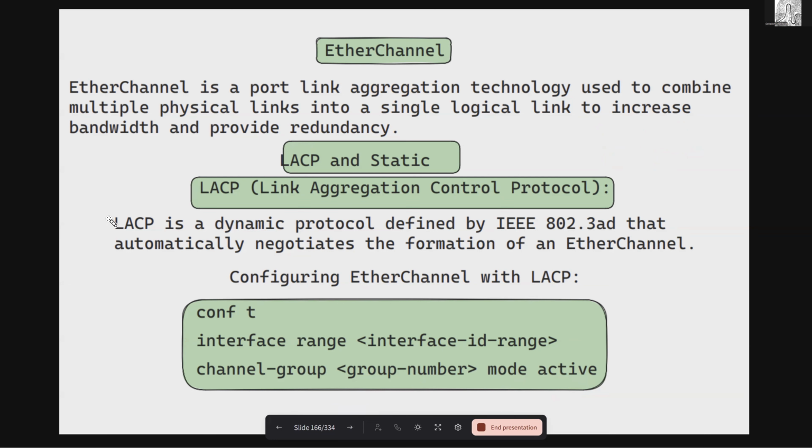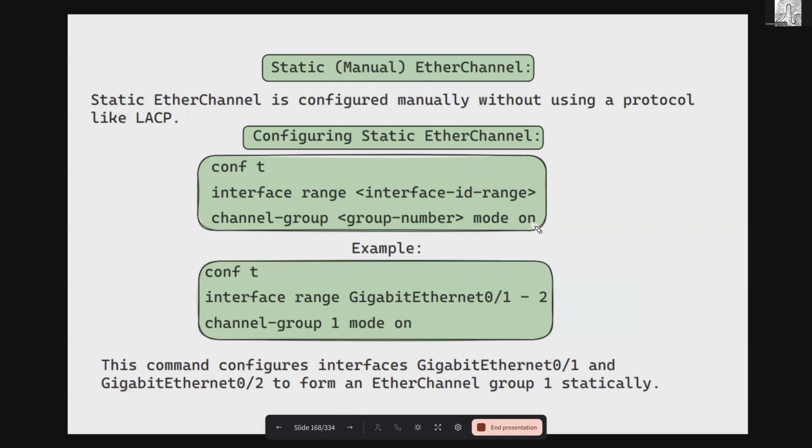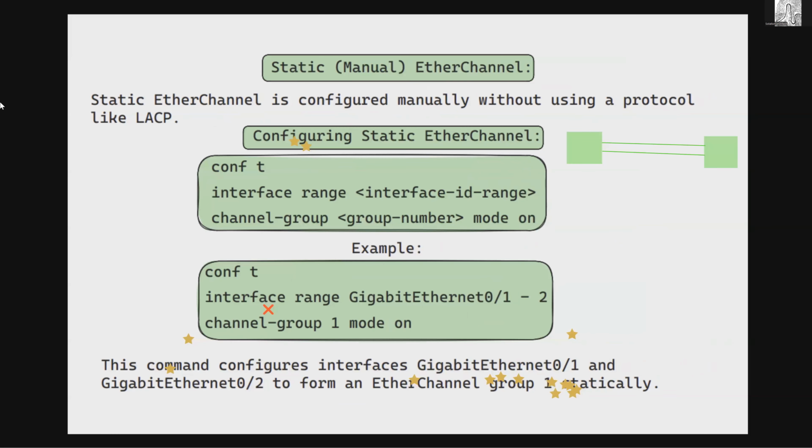Now, in case you don't want LACP to be used, then we have a static method. When you are not using the protocol, you can use the static method as well, and with that static method you can also bundle the ports. In that case, you don't want active, you want the static method. So here you will use mode on. The other side also you will make mode on. So both sides you will make mode on and on. If you do on and on, that will also form the EtherChannel bundle.